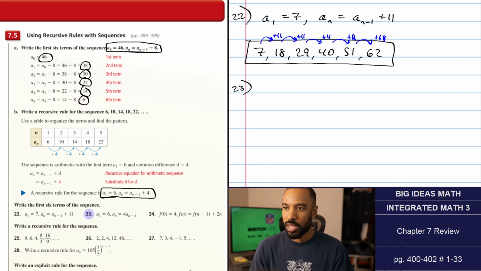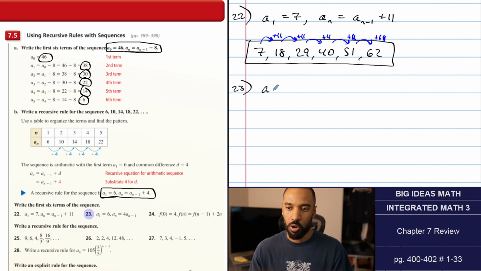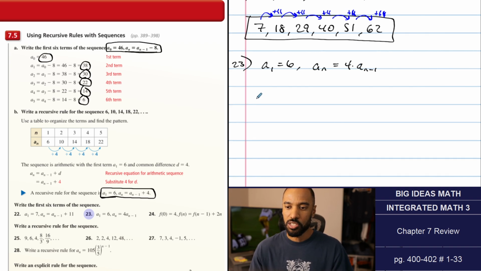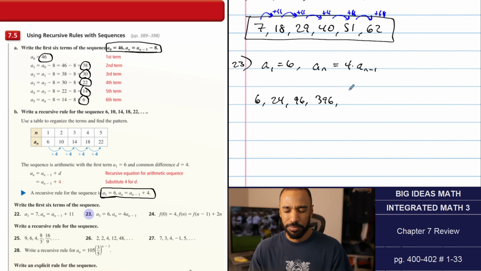Now, number 23, in a geometric sequence, I can tell because we're multiplying from one term to the next. We're starting from 6, and then we multiply the previous term by 4 to get the next term. So 6 is the first term, times 4 is 24, times 4, etc. I might have to go to the calculator here in just a moment. Yeah, 396. Yeah, 15, 36. I might have to use a calculator for that one.